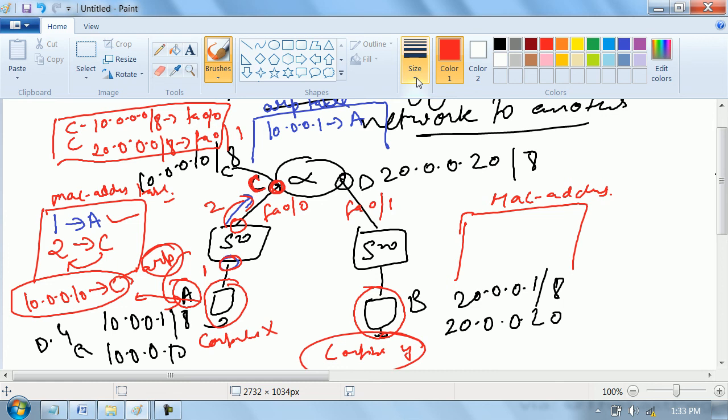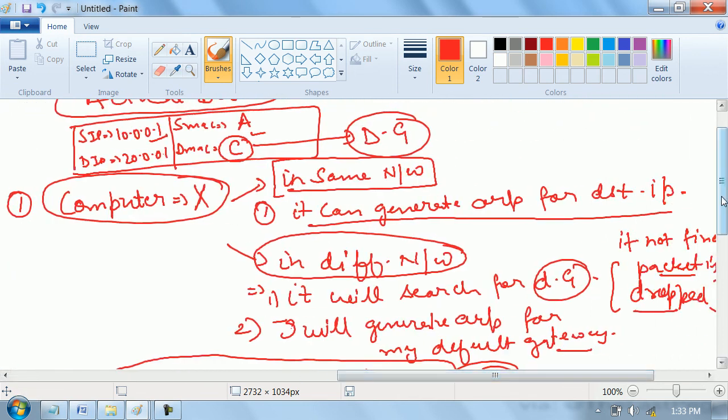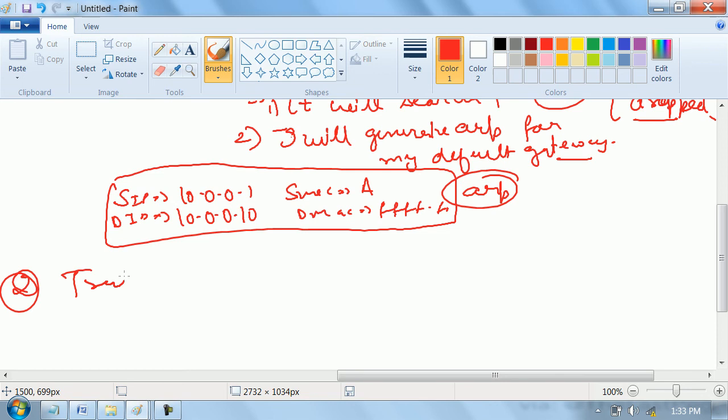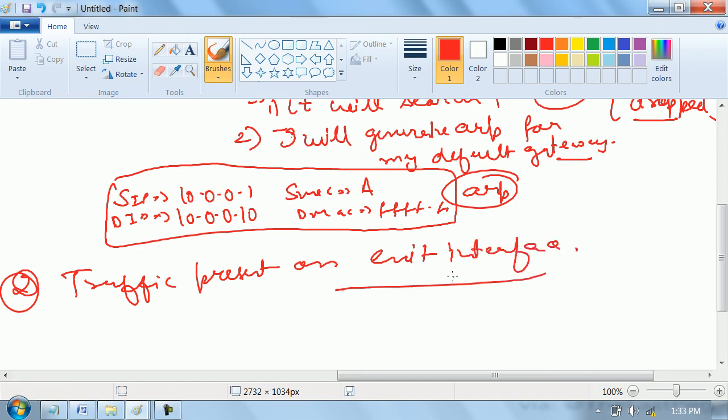Second thing, the router will try to find out the exit interface. The router will check in the routing table. What is the exit interface? Third step: the router will switch traffic from the incoming interface to the exit interface. Traffic is switched. Now traffic is on which interface? The exit interface. Agree? Any problem to anybody? No.